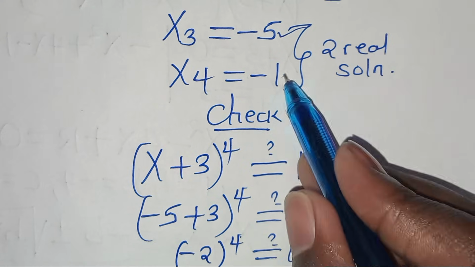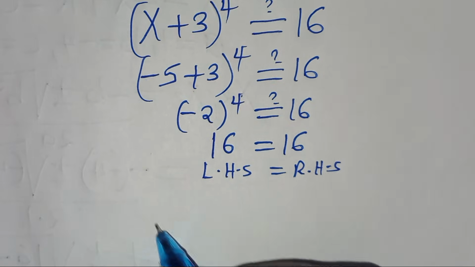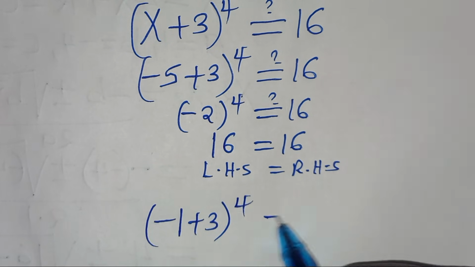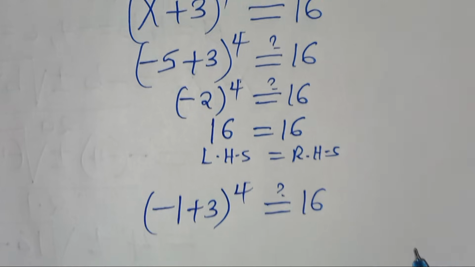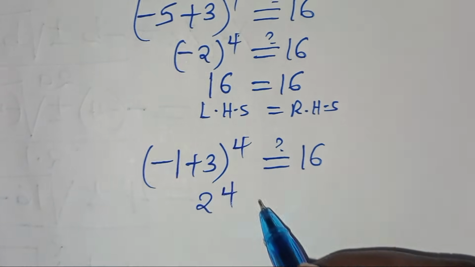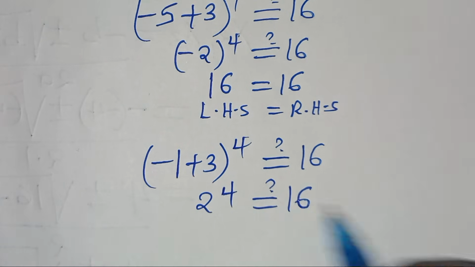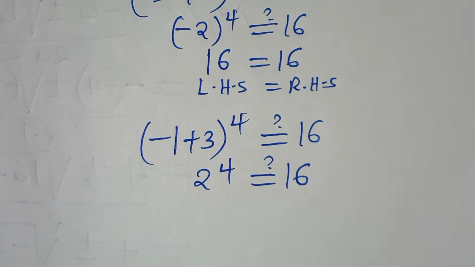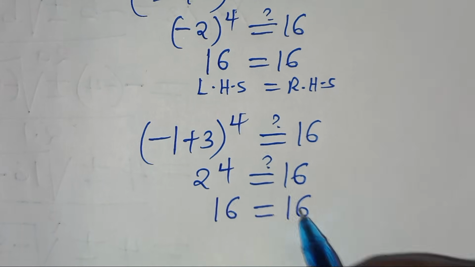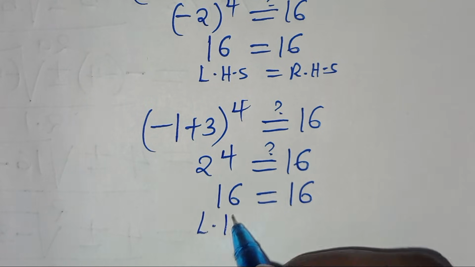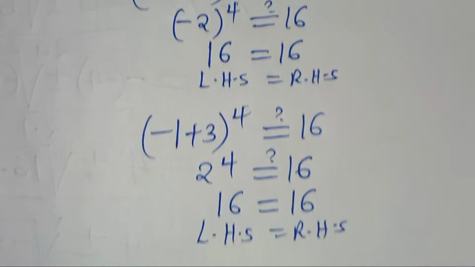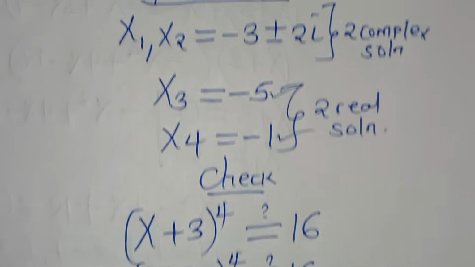Let's check x4, which is negative 1. We have (negative 1 plus 3) raised to the power of 4. This should be equal to 16. Negative 1 plus 3 is 2 to the power of 4, which is 16, equal to 16. This means the left hand side is equal to the right hand side, and this proves that x4, which is minus 1, also satisfies the equation.